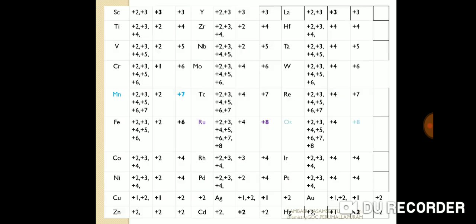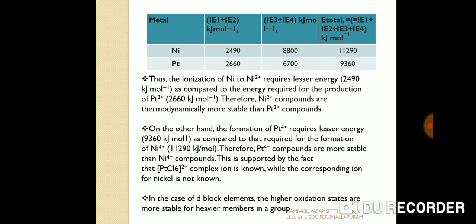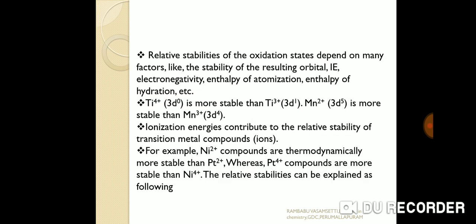Now we go to the stability of oxidation states. The stability of higher oxidation states increases in the order 3d is less than 4d is less than 5d. The 3d elements are most stable in the +2 oxidation state, and the relative stabilities of the oxidation states depend upon many factors, like the stability of the resulting orbital configuration, ionization energy, electronegativity, enthalpy of atomization, and enthalpy of hydration. These are the different factors that can influence the stability of the various oxidation states.